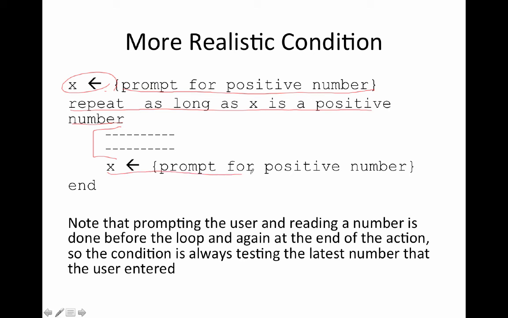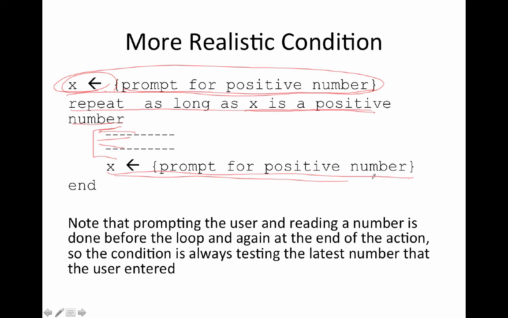Now notice that in the action we also prompt the user for a positive number and read that into x. So we executed this prompting for a positive number, read into x. We repeat as long as x is a positive number. We do something with it, presumably, execute these statements, and then prompt the user for another positive number and store that in x. So every time we finish the action and we go back and check to see whether x is a positive number, we're working with a new value that the user just entered. So we keep repeating this action as long as the user types in positive numbers.